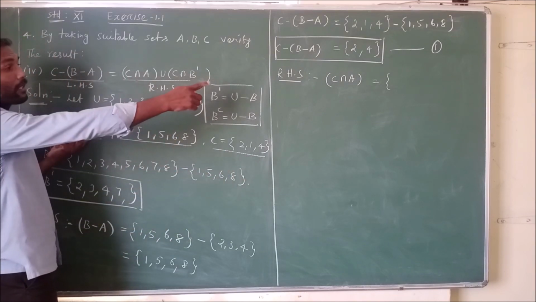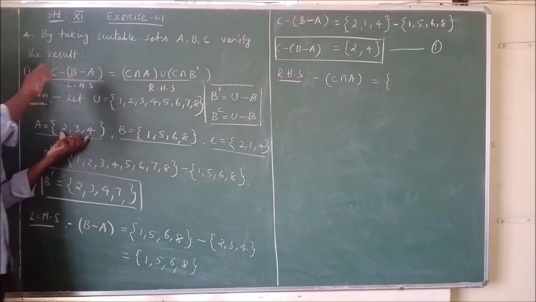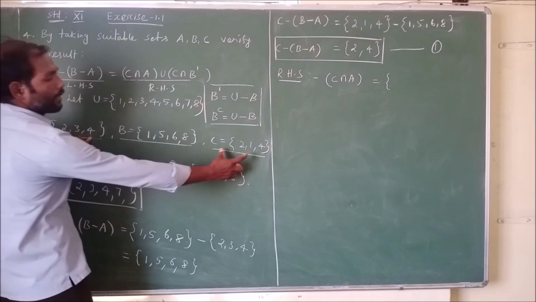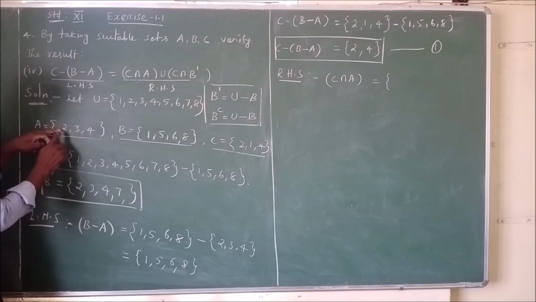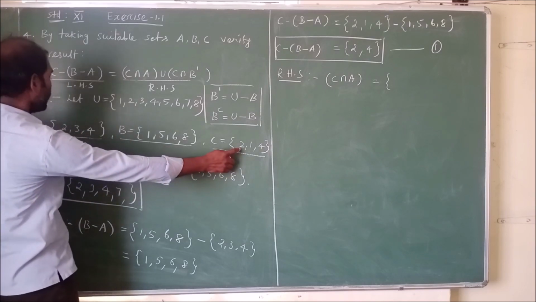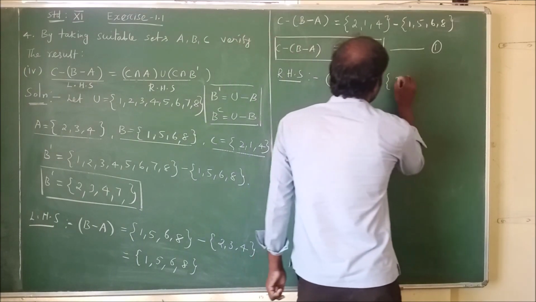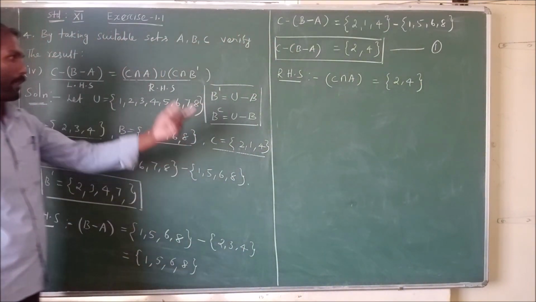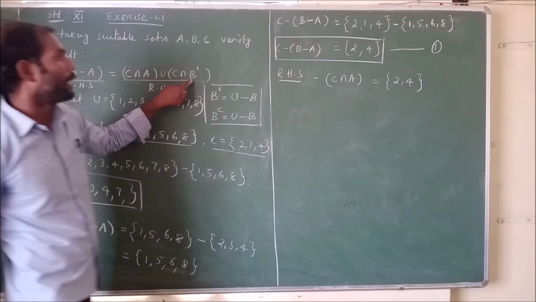Now we have to find C intersection A. C intersection A is nothing but the common elements of C and A. So compare the sets, this is the C set and the A set. The common elements are 2 and 2, 4 and 4. Therefore, C intersection A is 2, 4. Only the set 2, 4. That is clear for C intersection A.